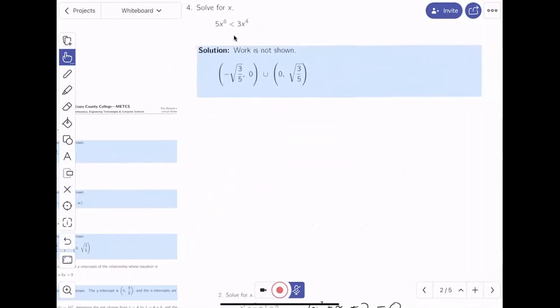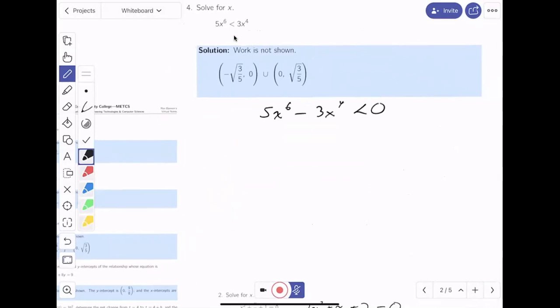So I'm going to solve this. It's a polynomial of degree 6, and I'm going to have to factor it at some point. But my first goal is to get it compared to 0. So 5x^6, I'm going to subtract 3x^4 from both sides. I'm going to factor it now. x^4 would come out, and what are you left with? 5x^2 minus 3.